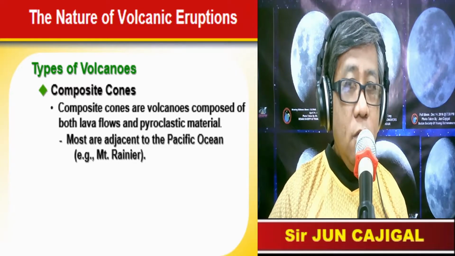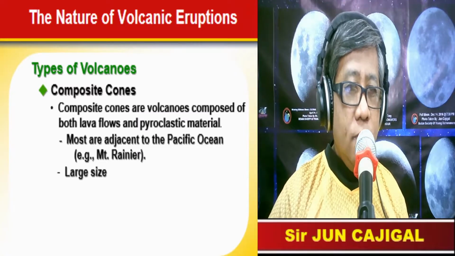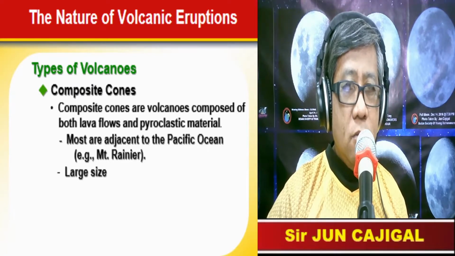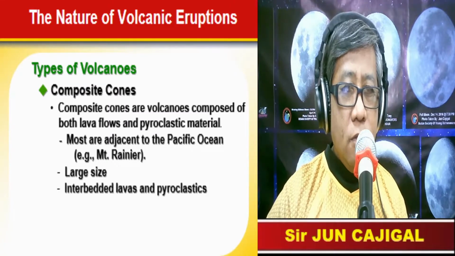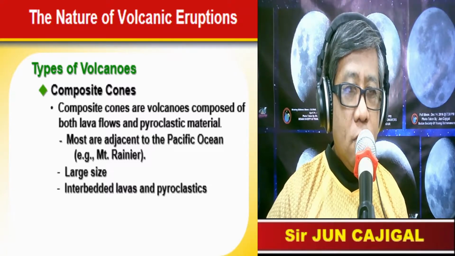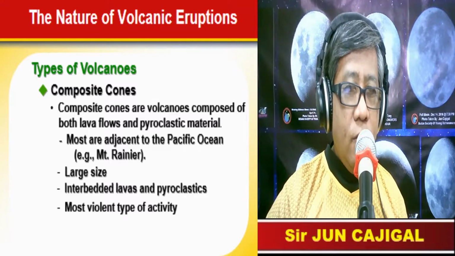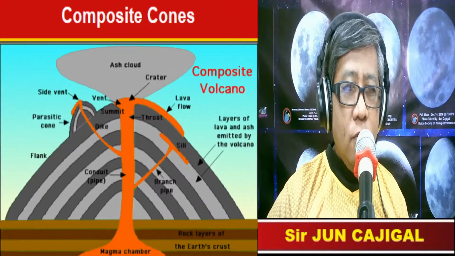And these volcanoes are quite large. These are large-size volcanoes. And if you will examine the interior of composite volcanoes, they are composed of interbedded layers of lava and pyroclastic materials. And these volcanoes are considered the most violent type of volcanoes.